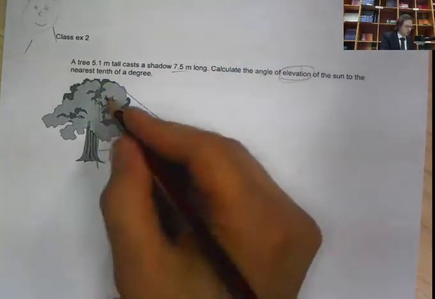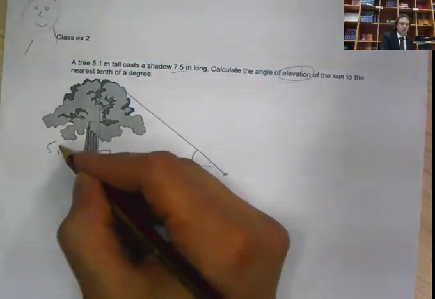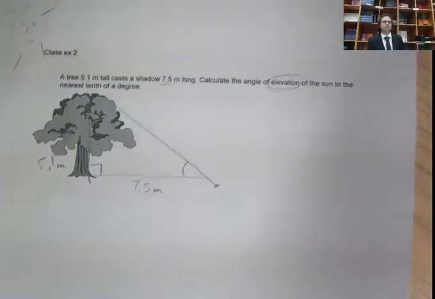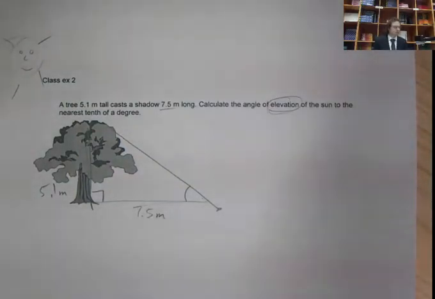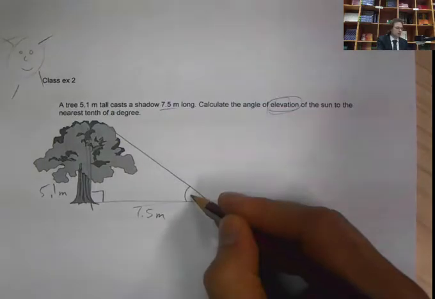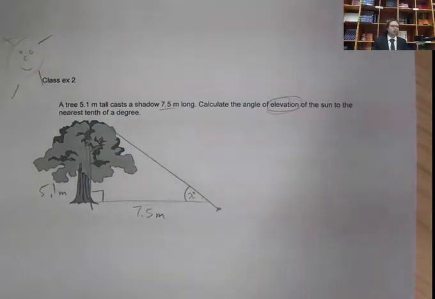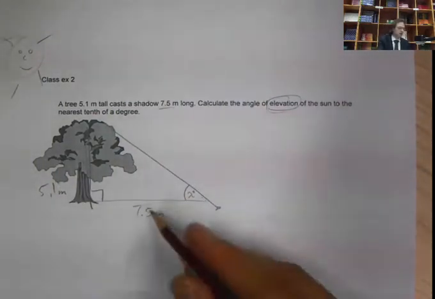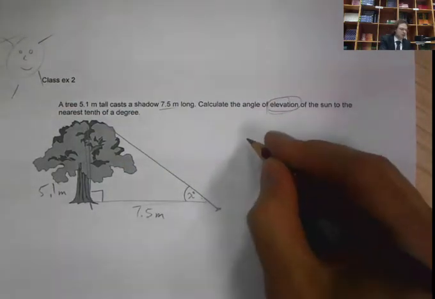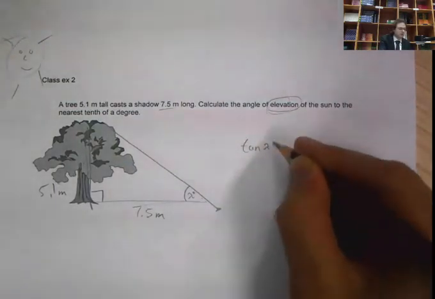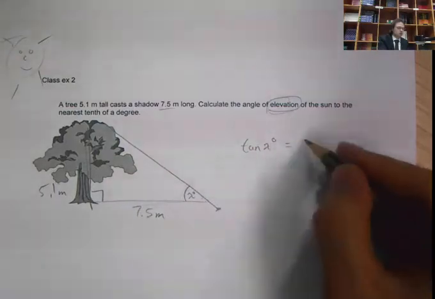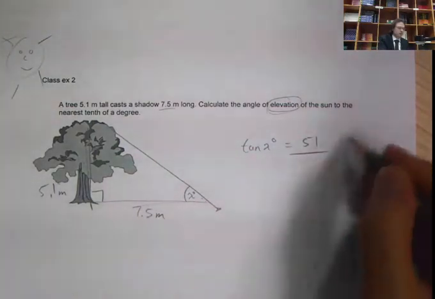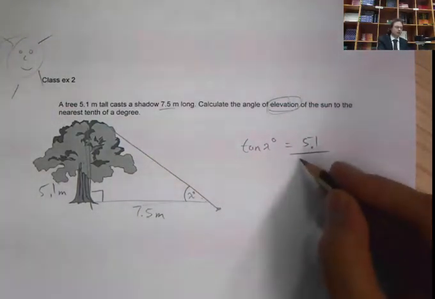Right here, which is 5.1. We know the tree is 5.1 meters. Okay? Now, let's see. What do I know here? I'm trying to find this angle here, which is my x. Well, I know my opposite, and I know my adjacent, so I'm going to use tan. So I know tan x is equal to my opposite, which is 5.1, divided by my adjacent, which is 7.5.